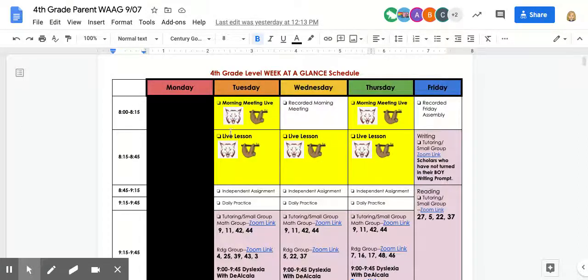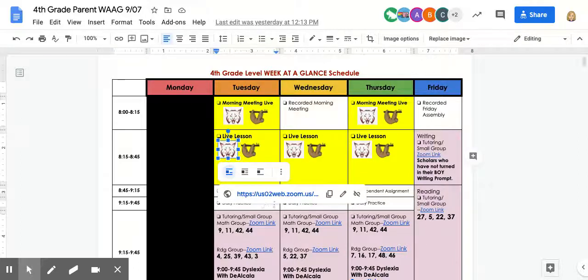If you're a Belcher's Bobcat, you always click the bobcat. If you are a Slack Sloth, you're always clicking the sloth. If you're with Mr. Zapata, you're a Zapata Zebra, and on the bilingual WAG, you always click the zebra to get to your live lessons. You click on it, it'll open it up. You click on the Zoom link.